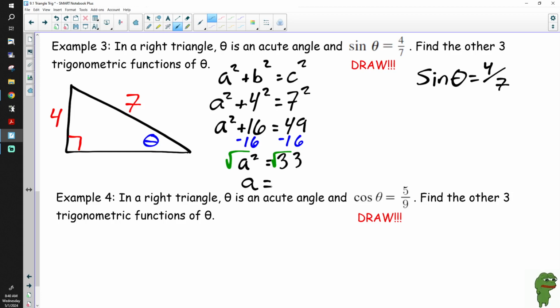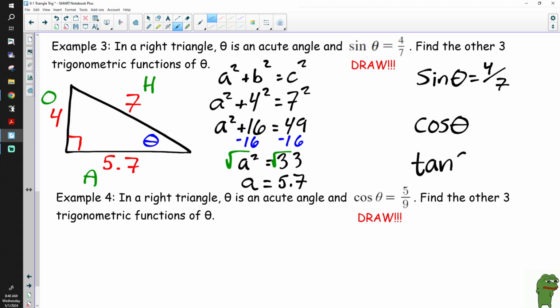Let's plug and chug. Any guesses? 5.7. Okay, so we know our opposite side, our adjacent side, and our hypotenuse, so we can set up our other two trig functions. Right? Cosine and tan.